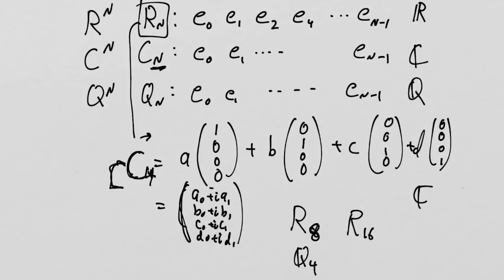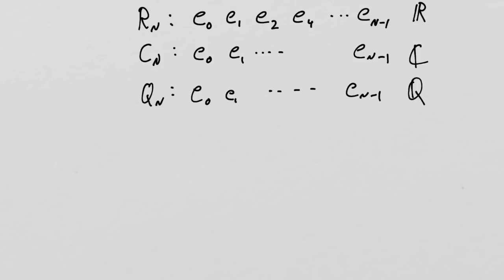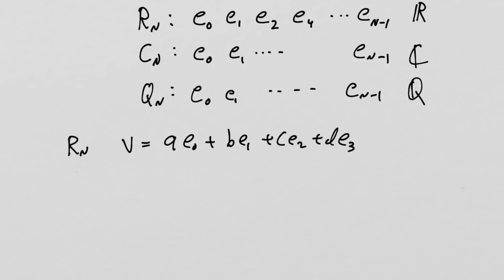So how would a change of basis be understood? Well, we begin by understanding that, going back to Rn, any vector v in Rn can be written as a e0 plus b e1 plus c e2 plus d e3, right, where these are real numbers. We now know that in particular, I can always write, if I'm going to switch basis, and I'm going to now create a basis f0, f1, f2, and f3.